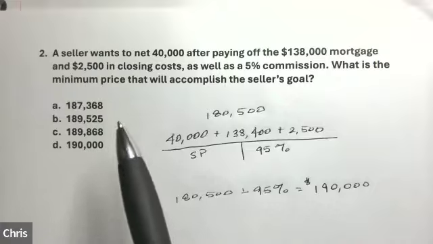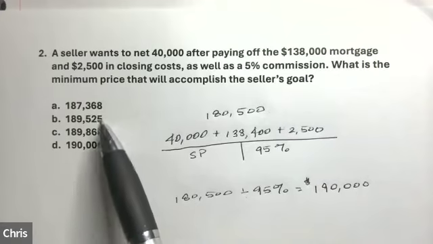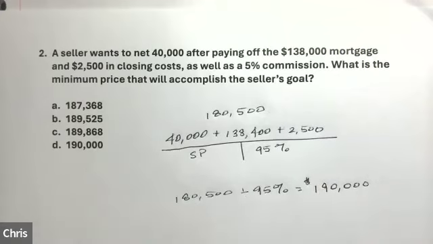Here's the problem with that. Notice that answer B is what you would get if you did that. 180,500 times 1.05% is going to give you 189,525. We know that mistake, okay? Now let me tell you why that's wrong.